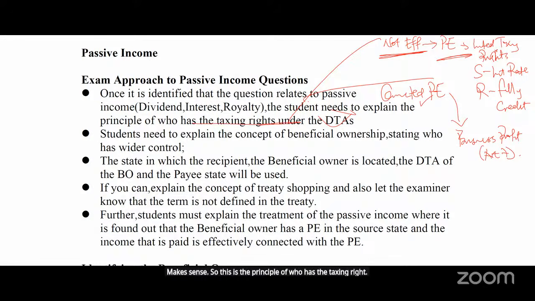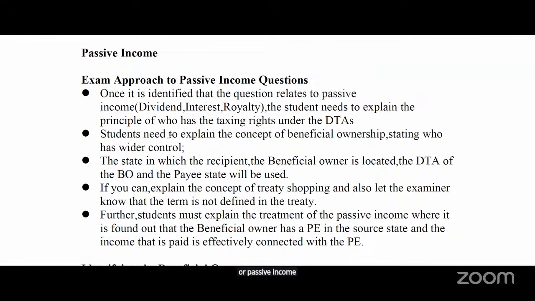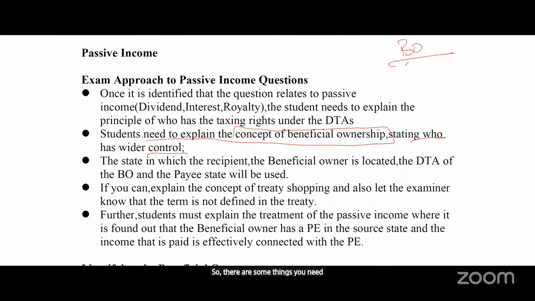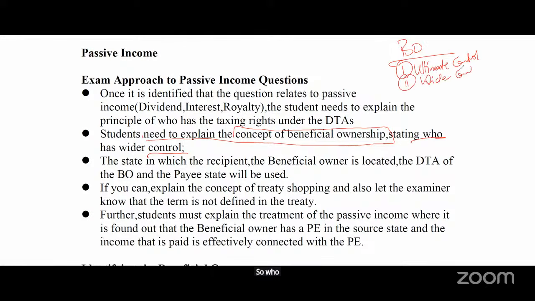Now, even though you may not get a full mark otherwise, in all passive income questions, this is a rule. You always need to explain the concept of beneficial ownership, stating who has the wider control. So there are some things you need to identify for the beneficial owner. Always state who has the ultimate control. Do you understand? So who controls the actual thing that is going on? Who receives the economic ownership? So who has the wider control, or the wider benefit? And finally, who has the narrow control? The narrow control is the special purpose vehicle.